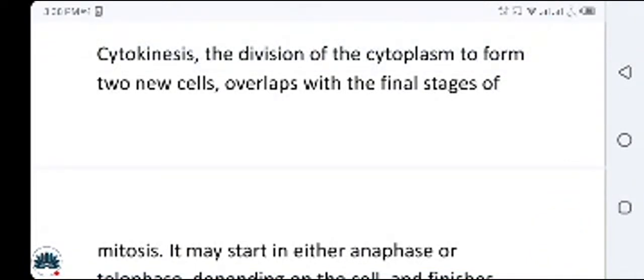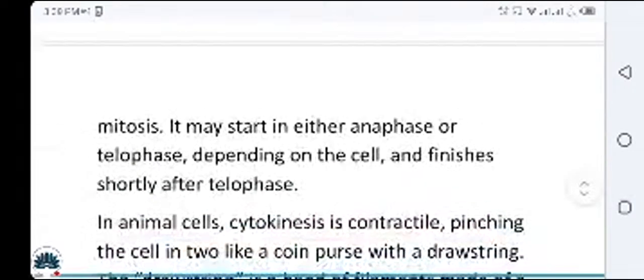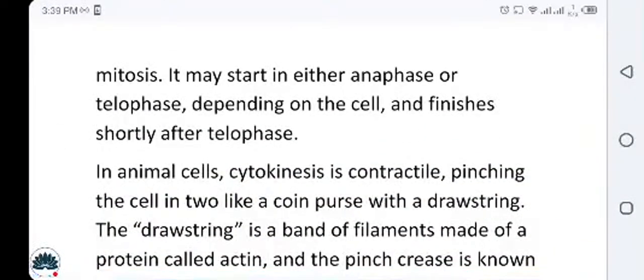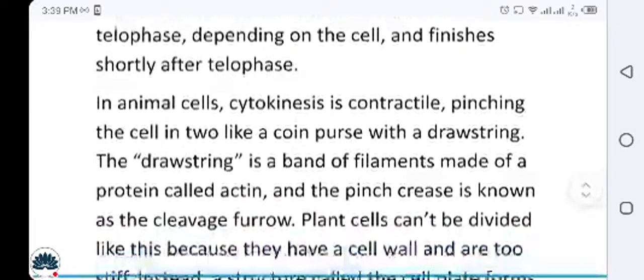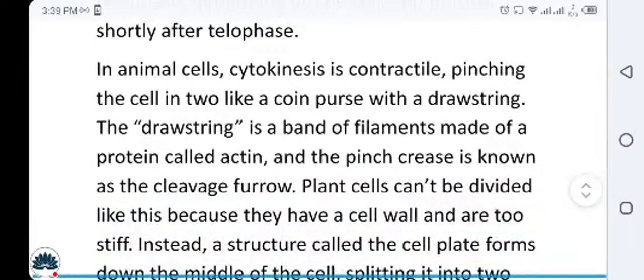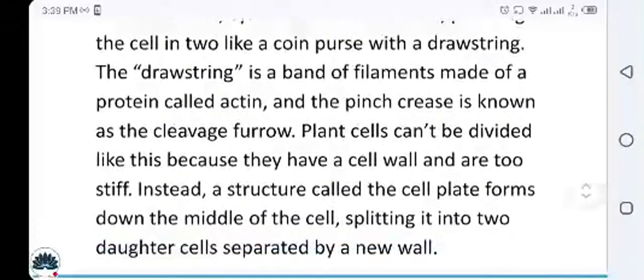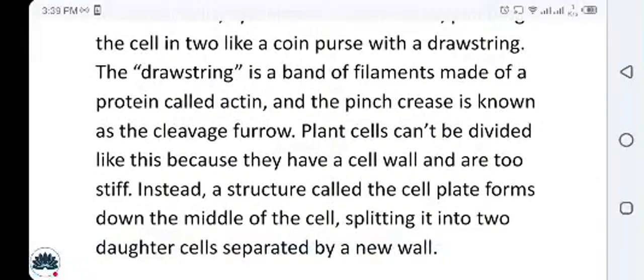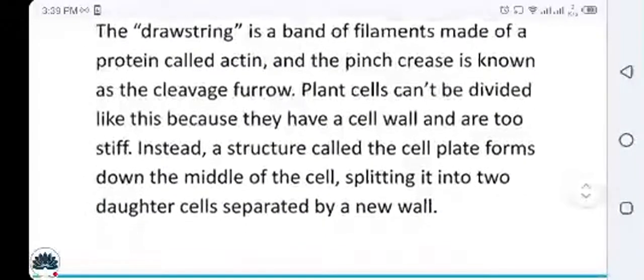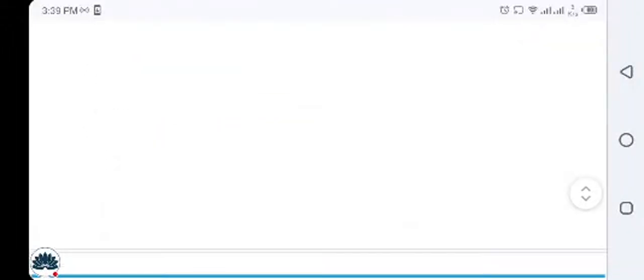Cytokinesis, the division of the cytoplasm to form two new cells, overlaps with the final stages of mitosis. It may start in either anaphase or telophase, depending on the cell, and finishes shortly after telophase. In animal cells, cytokinesis is contractile, pinching the cell into two like a coin purse with a drawstring. The drawstring is a band of filaments made of a protein called actin. Okay, so this is not part of your syllabus.